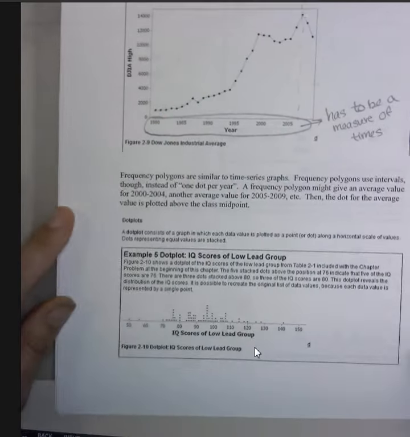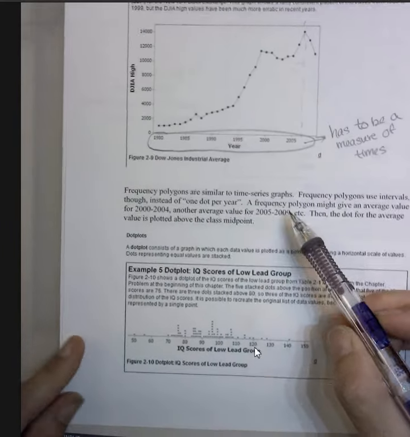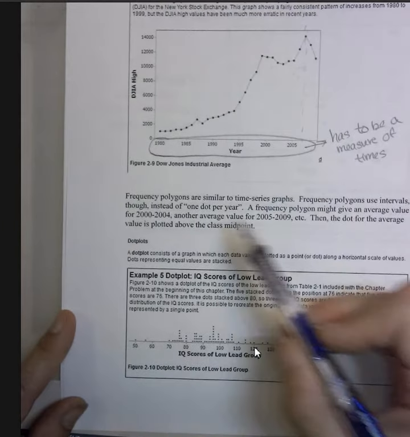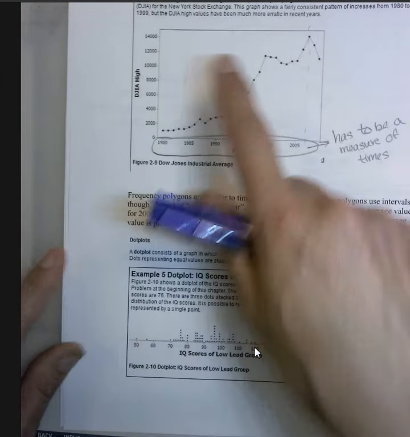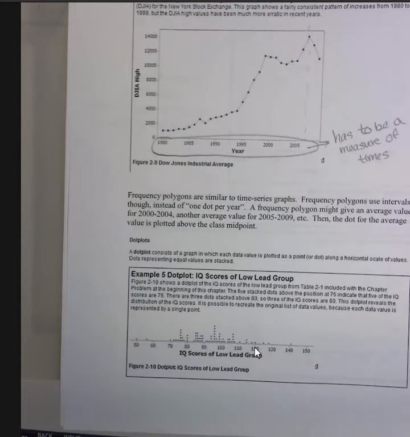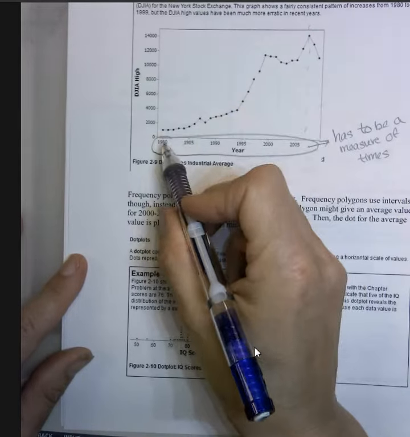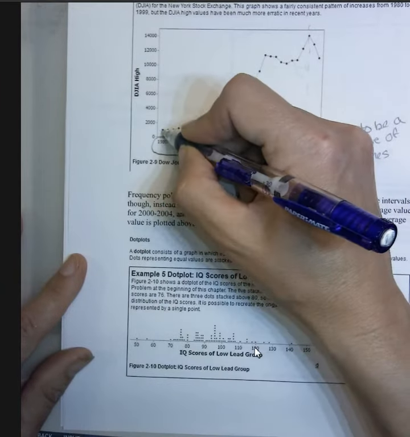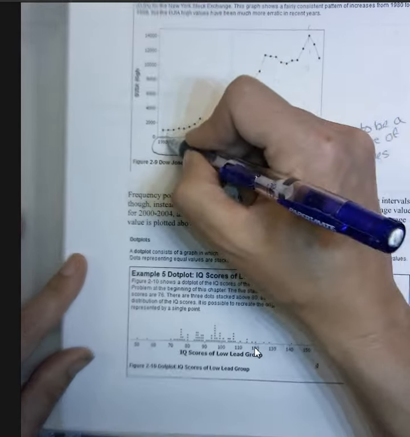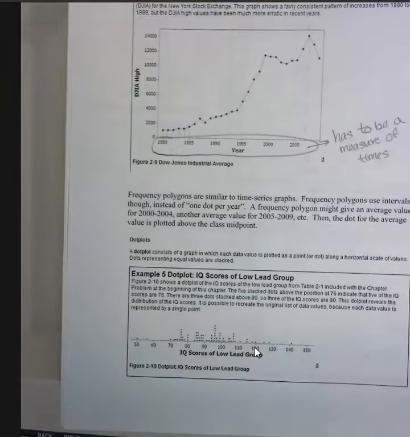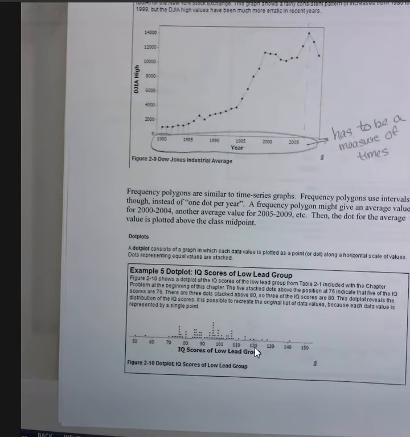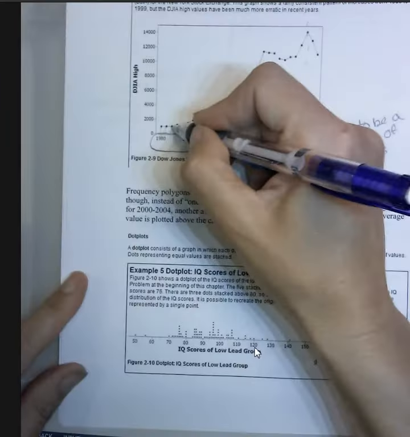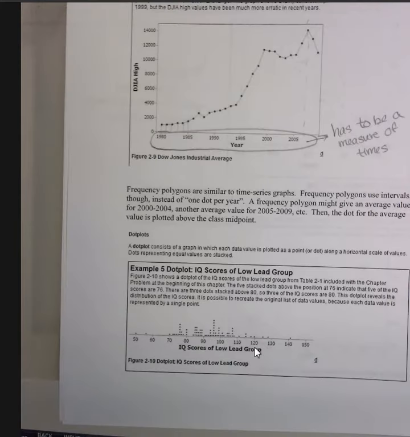Okay. Frequency polygons are similar to time series graphs. They use intervals, though, instead of one dot per year. So a frequency polygon is going to look kind of like that, dots connected with lines. But here, every year gets its own dot: 80, 81, 82, 83, 84, 85. In a frequency polygon, though, it might do a 5-year period and pick the middle. So the graph is going to look the same, still dots connected by lines. It's just not one dot per year, one dot per day.